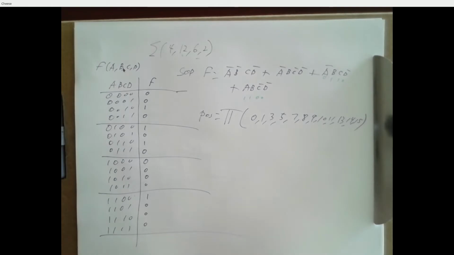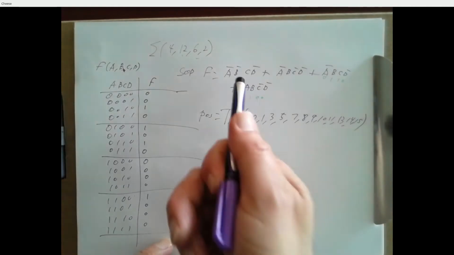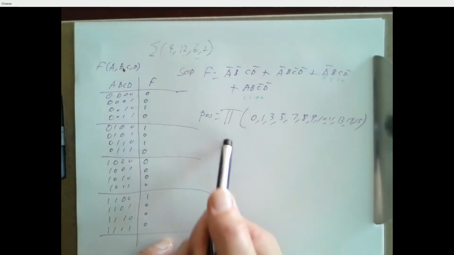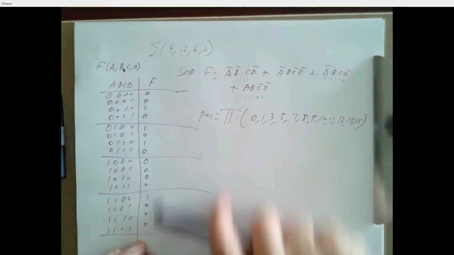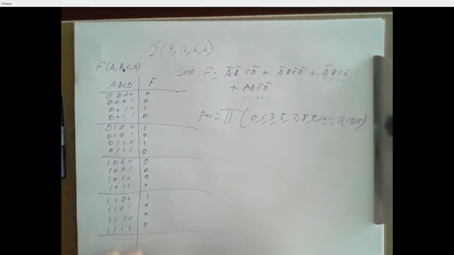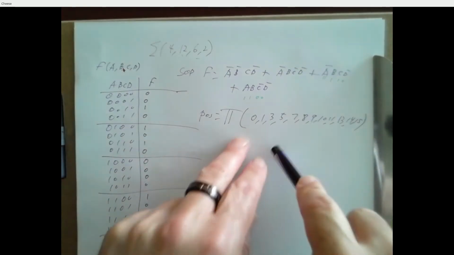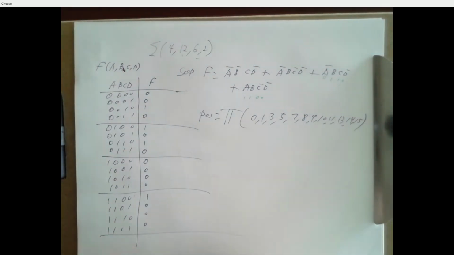So your product of sums is going to have a lot of pieces to it. In particular, since your sum of products had 4 pieces, your product of sums had better end up with 12 pieces, because you've got a total of 16 terms here. Anything that's not in the sum of products is going to be in the product of sums. They play off each other that way.